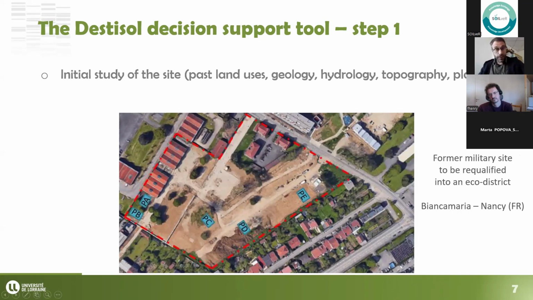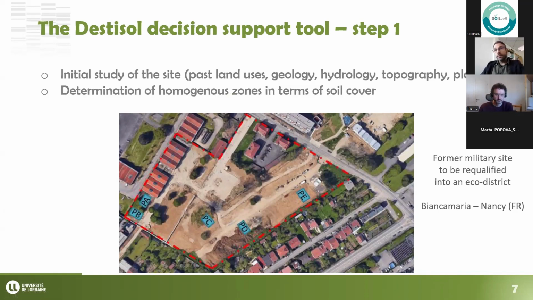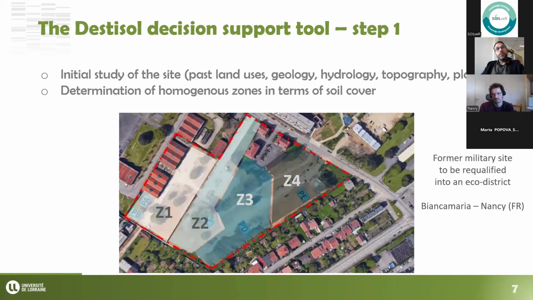It is currently under development to become a nice eco-district with some small buildings and green areas, and places dedicated to urban agriculture. So the first step is, of course, thanks to this initial study, to split the site into homogeneous zones, the same as François, meaning that soils from zone number 1 are more or less the same and are different from soils from zone number 2, which are different from number 3 and 4.